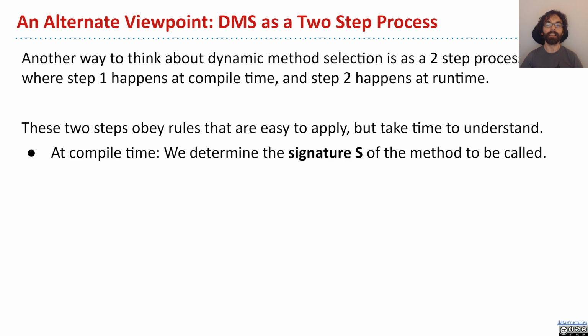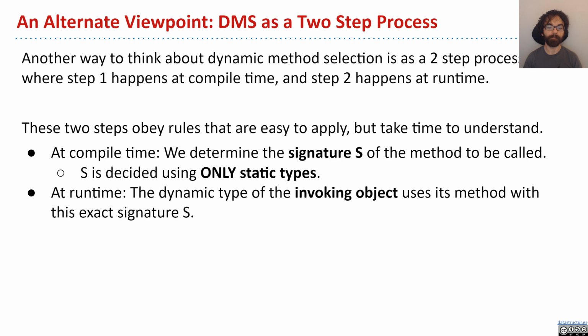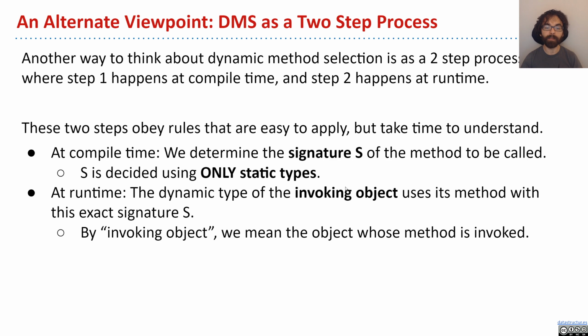So the first step is that at compile time, we pick the signature S of the method that we're going to call. And S is going to be decided, and this is the key point, using only the static types, because it's done at compile time. We don't know the dynamic types. Then at runtime, and this is a bit of a mouthful, the dynamic type of the invoking object uses its method with that signature S. And by invoking object, what I mean is the object whose method is invoked. So if I do d.jump, the invoking object is d.